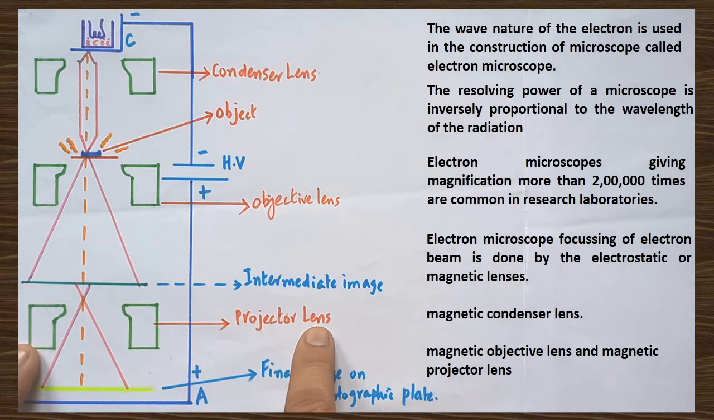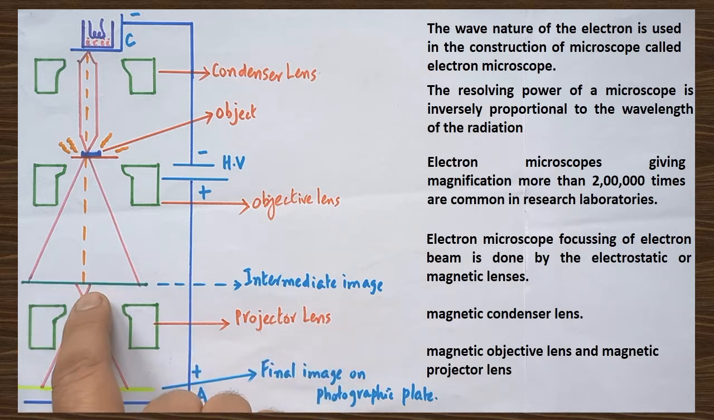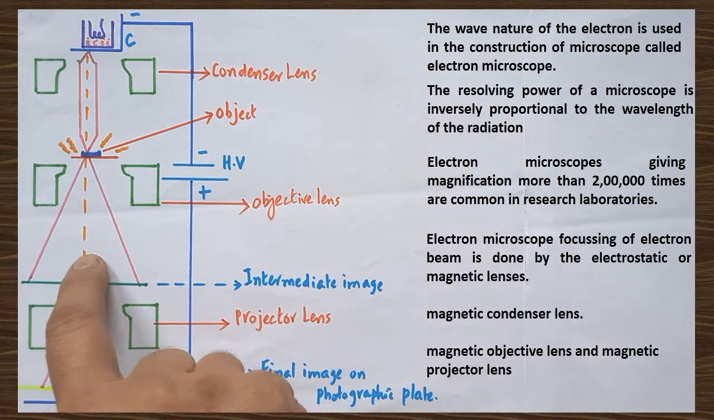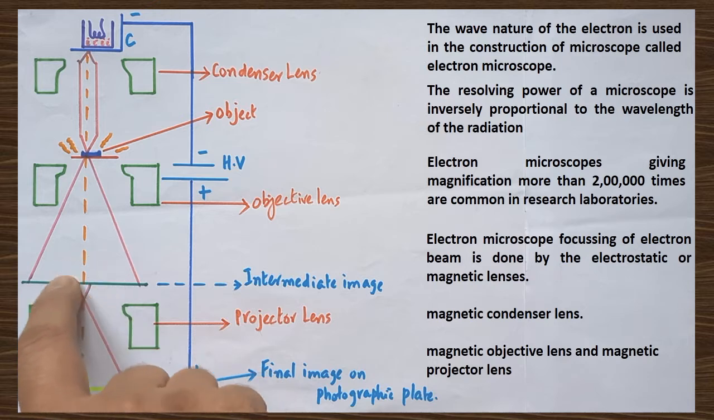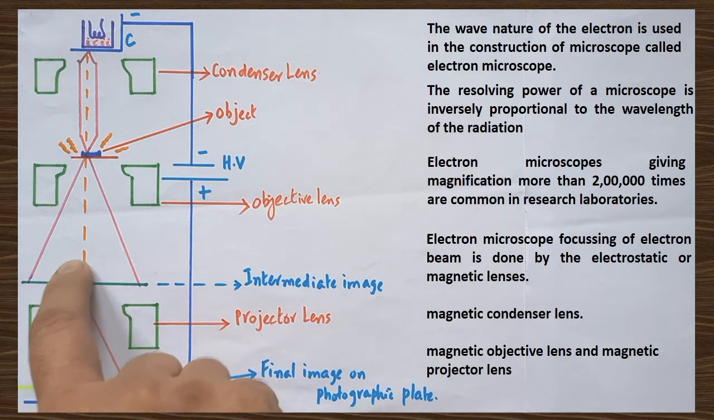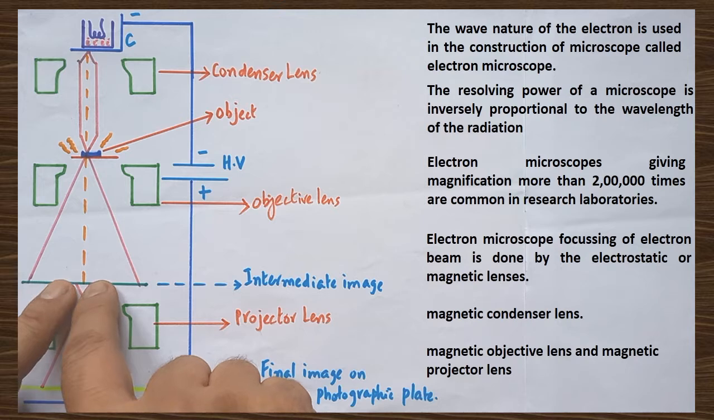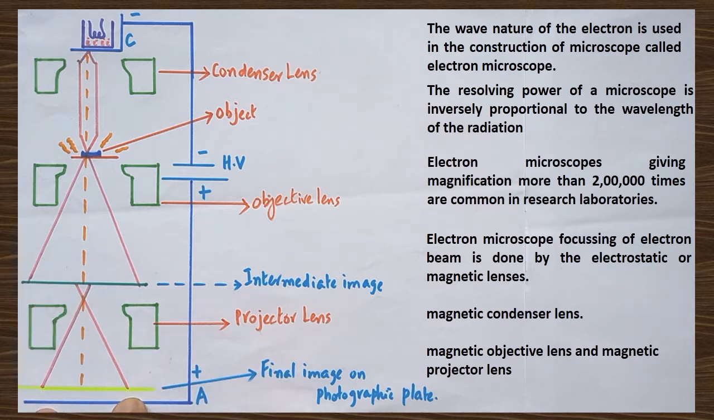With the help of the projector lens, still further magnification is produced, and this part of the image alone can be magnified. So, the further magnified image can be caught on the photographic plate or on the fluorescent screen. In the case of the electron microscope, the final image can be directly seen on the computer monitor or directly caught on the photographic plate. So, that job is done by the projector lens.